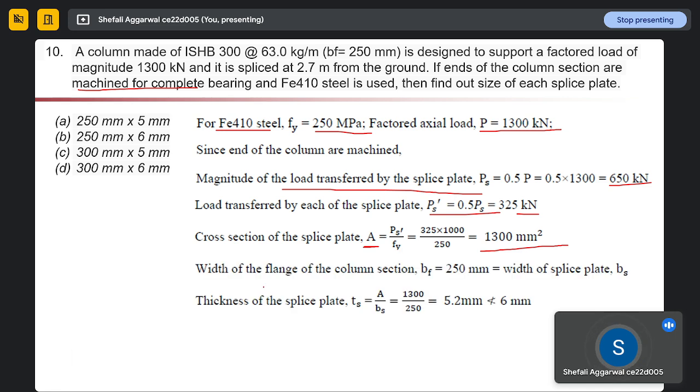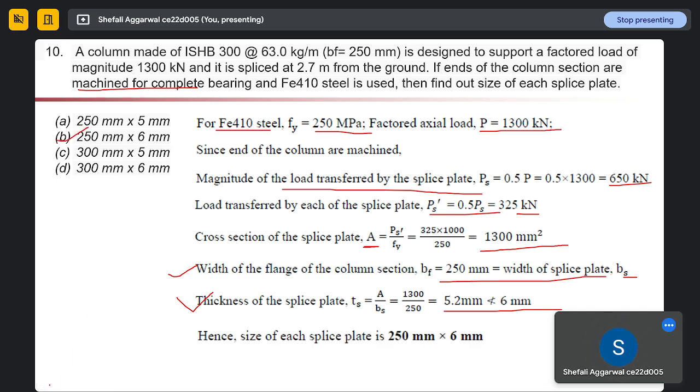So next thing is width of flange is given by 250 mm, which should be equal to the width of splice plate. So BS is 250 mm. Area is 1300 mm square. BS is given as 250 mm. So from that we can calculate the thickness of our plate. It should not be less than 6 mm. So using these two things, we can take our splice plate as 250 into 6 mm, right? Is it okay?